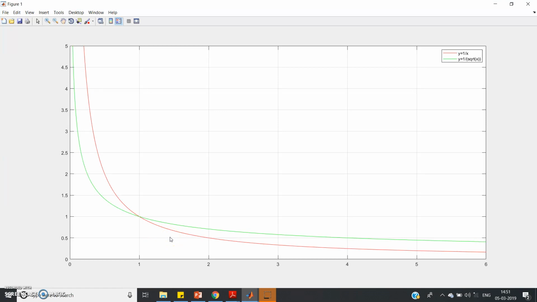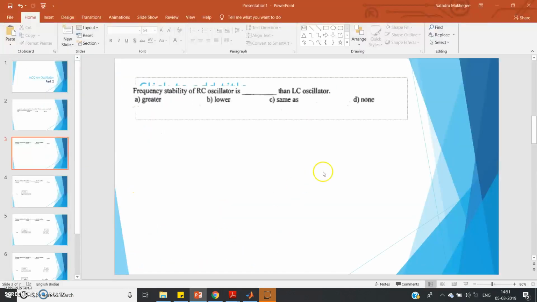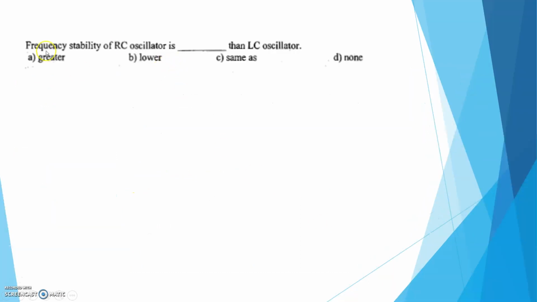Now this is related with oscillator. How this is going to relate, that is very interesting. Okay, so you got the idea. Now see here, in solving this question it is going to be very helpful. So the question is, frequency stability of RC oscillator is dash than LC oscillator: greater, lower, same as, none.